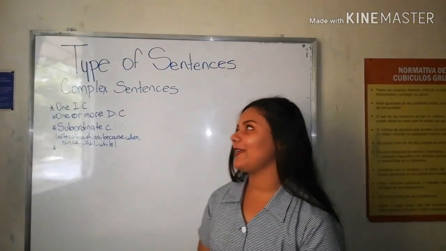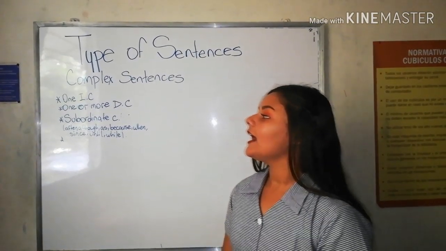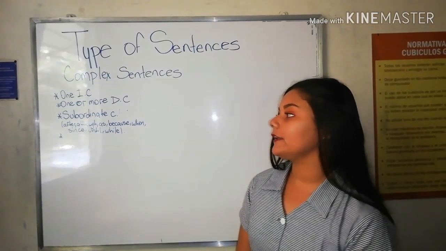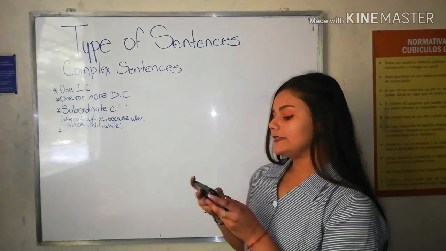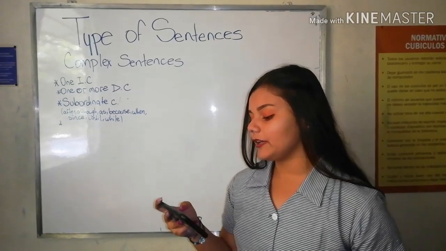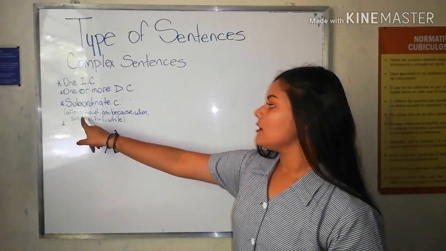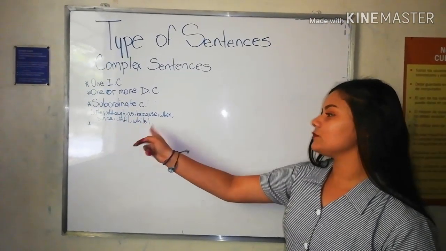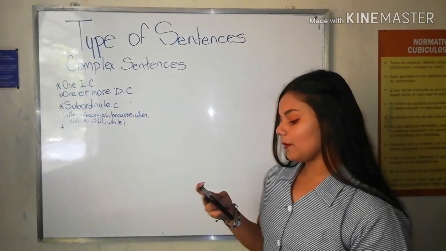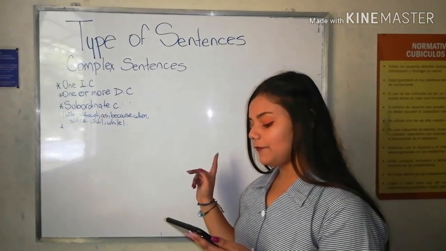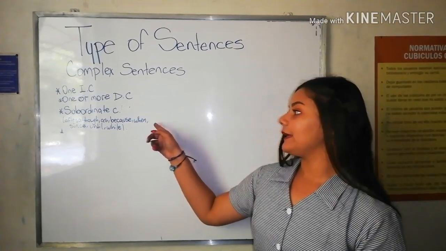Now I'm going to explain some things about complex sentences. Complex sentences have one independent clause and one or more dependent clauses. Dependent clauses usually begin with a subordinating conjunction, which can be after, although, as, because, when, since, until, while. Also, a comma is used after a dependent clause that introduces an independent clause.